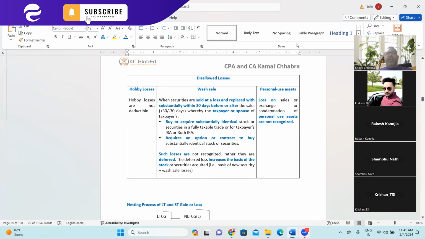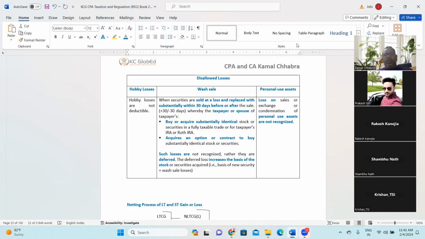Next is disallowed losses. Disallowed losses include, I would say, deferment of losses also. First is hobby loss. If you have any income from a hobby and you are generating any capital gain on account of that, that is not a deductible loss, right?